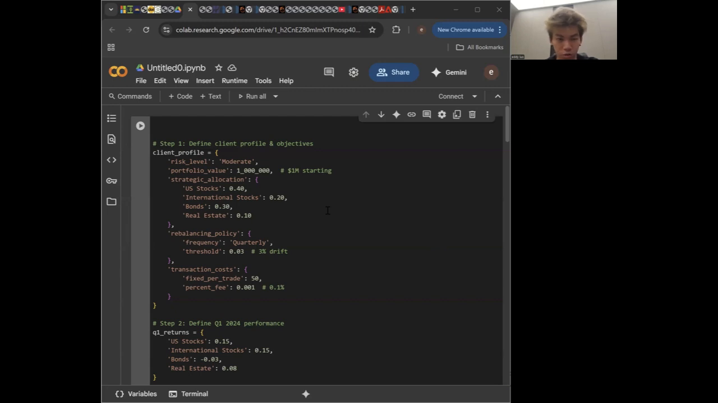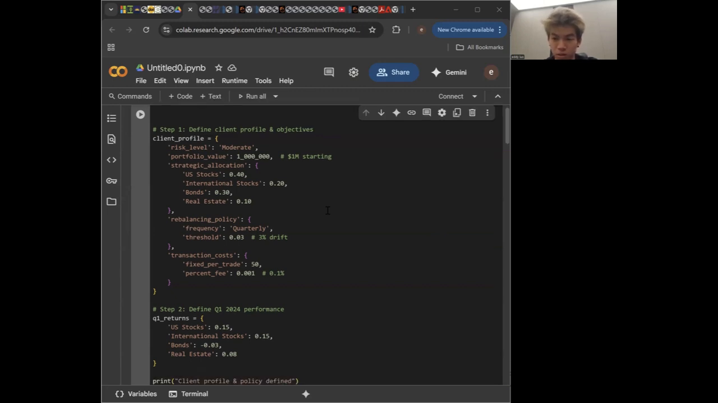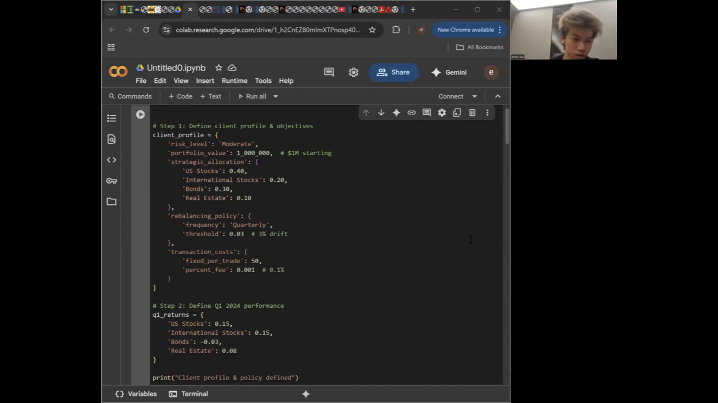So at the first stage, we identify the client's profile, which is $1 million starting, with 40% in US stock, 20% in international stock, 30% in bonds and 10% in real estate. For this project, I decided to use 3% as the drift when deciding whether or not to rebalance the portfolio.